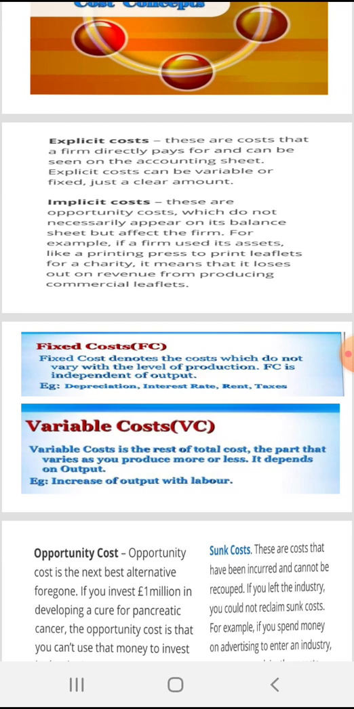Implicit cost. These are the opportunity costs which do not necessarily appear on its balance sheet but affect the firm. For example, if a firm used its assets like a printing press to print leaflets for a charity, it means that it loses out on revenue from producing commercial leaflets.